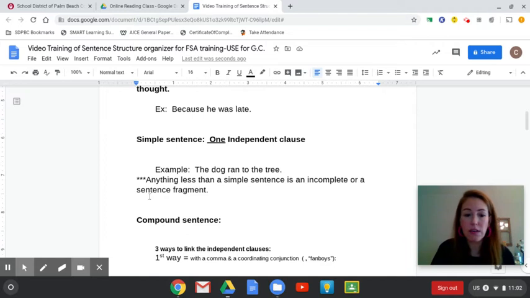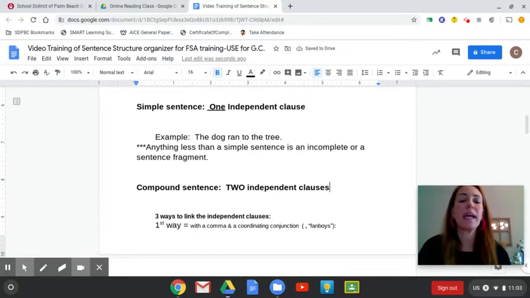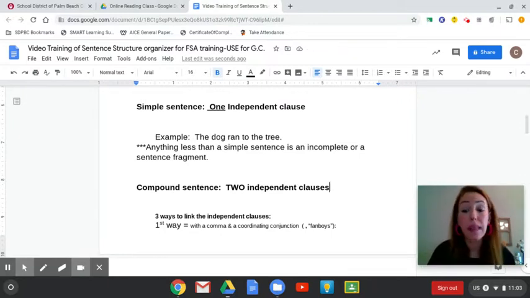Okay, so let's go now to a compound sentence. The simple sentence was easy. This one is two independent clauses. This is the way I remember it, because we're about to learn complex sentence. They're both C's, compound and complex. So how do you remember the difference between the two?